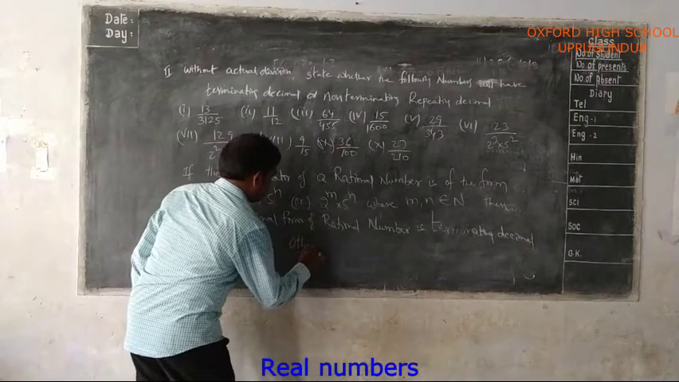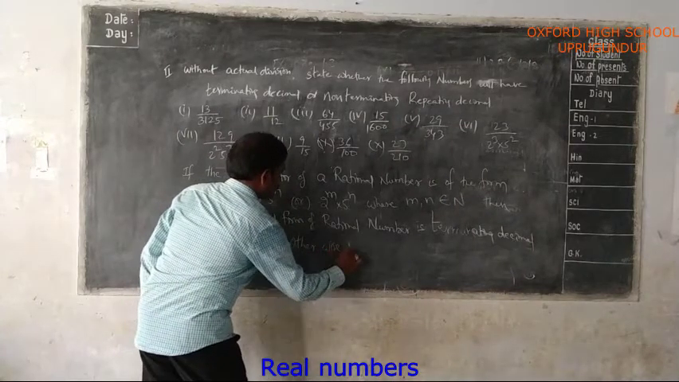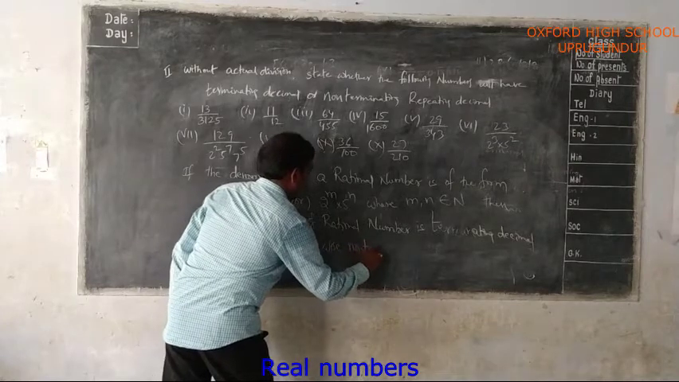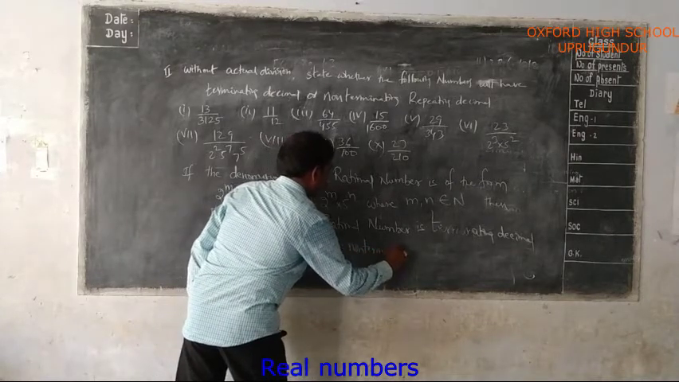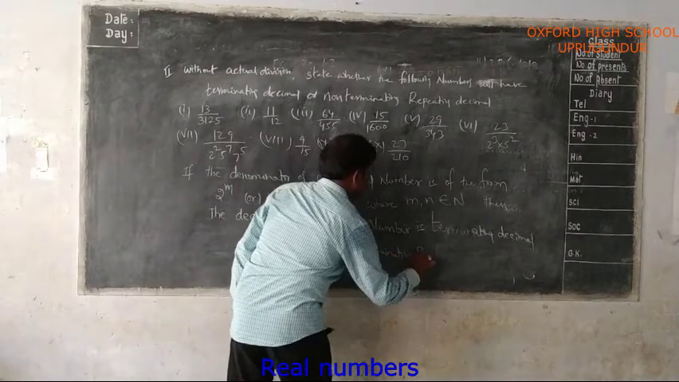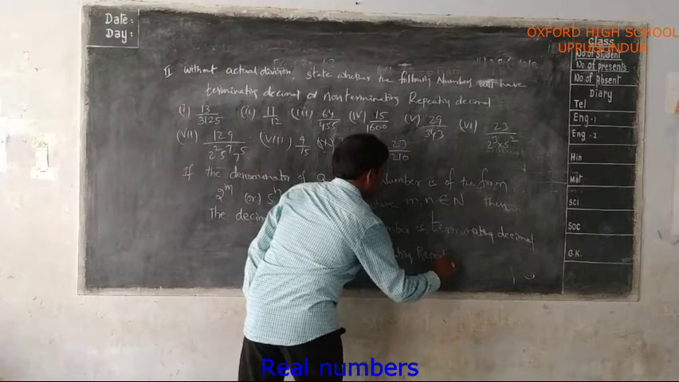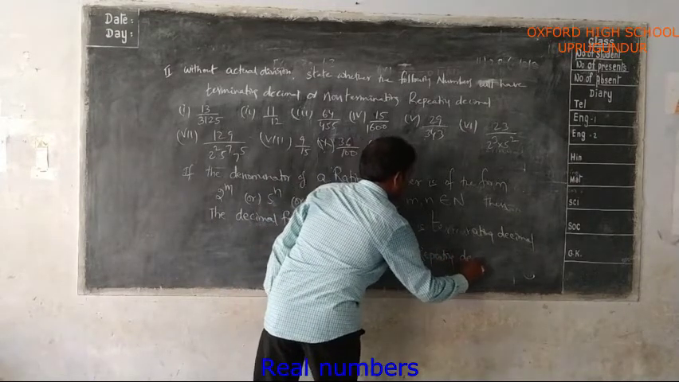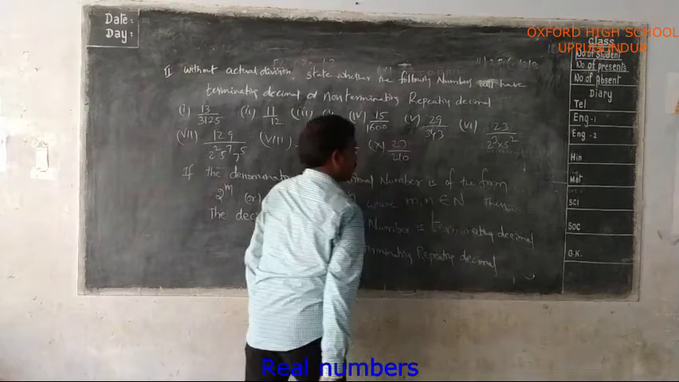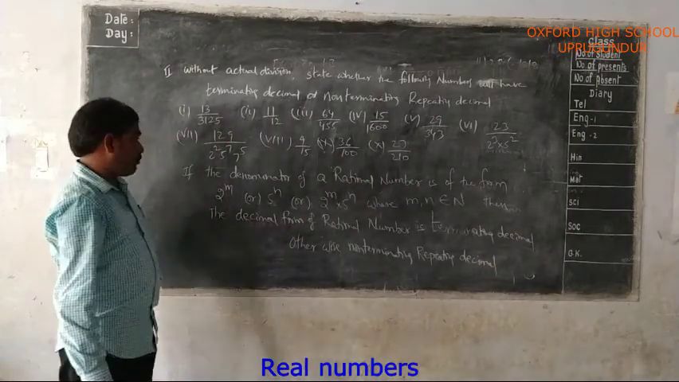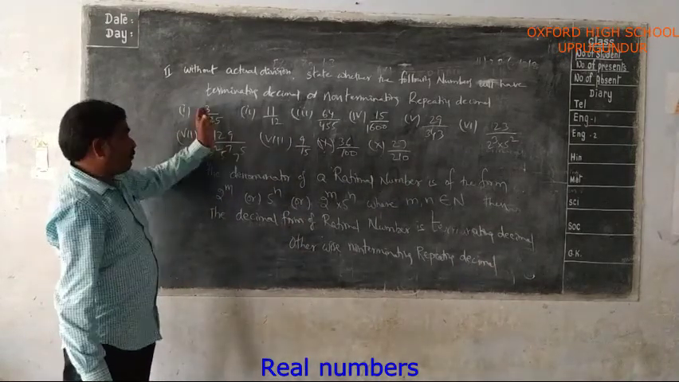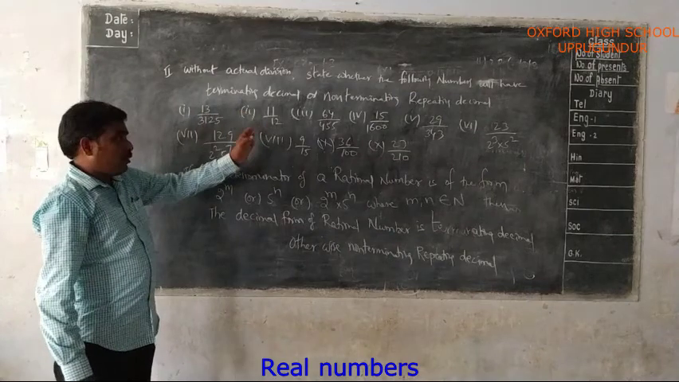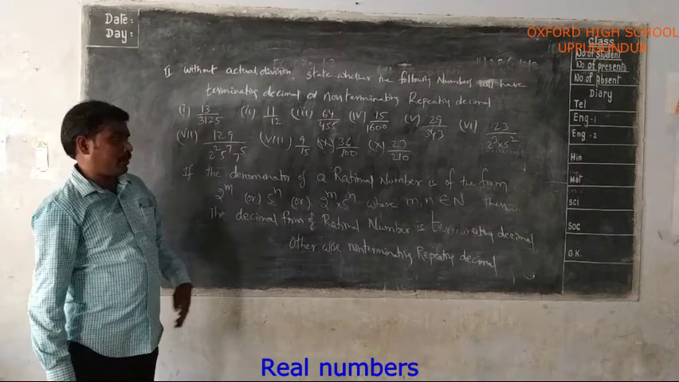Otherwise, non-terminating repeating decimal. So for any rational number, if they give any rational number, first you have to check the denominator.